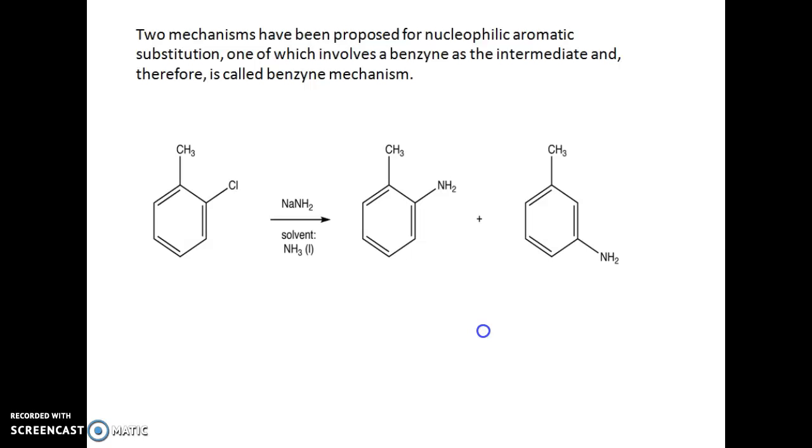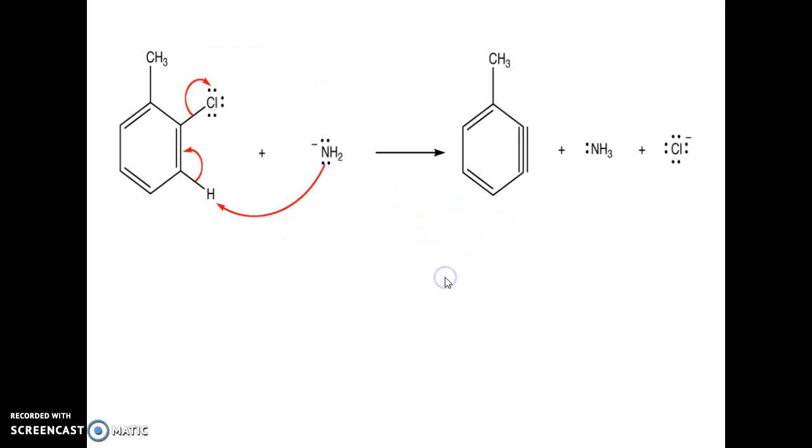Two mechanisms have been proposed for nucleophilic aromatic substitution. One involves benzyne as an intermediate, which we call the benzyne intermediate. This is the general reaction we have studied just now. We can see the KNH2, the NH2 accepts one proton from this carbon which is adjacent to the carbon having the leaving group, and forms NH3.